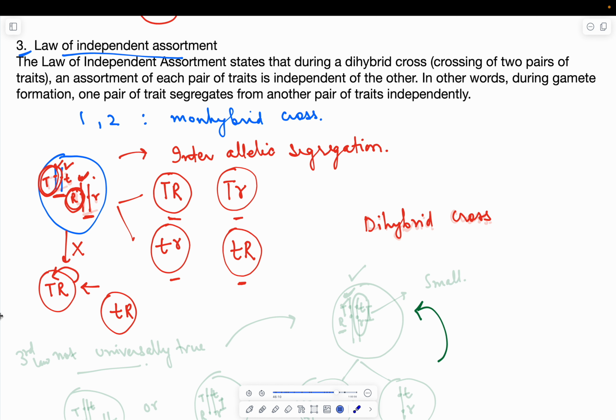So this is the law of independent assortment, which is deduced on the basis of the dihybrid cross. The third law is deduced on the basis of the dihybrid cross. Why dihybrid? Because you are considering here two different sets of alleles.